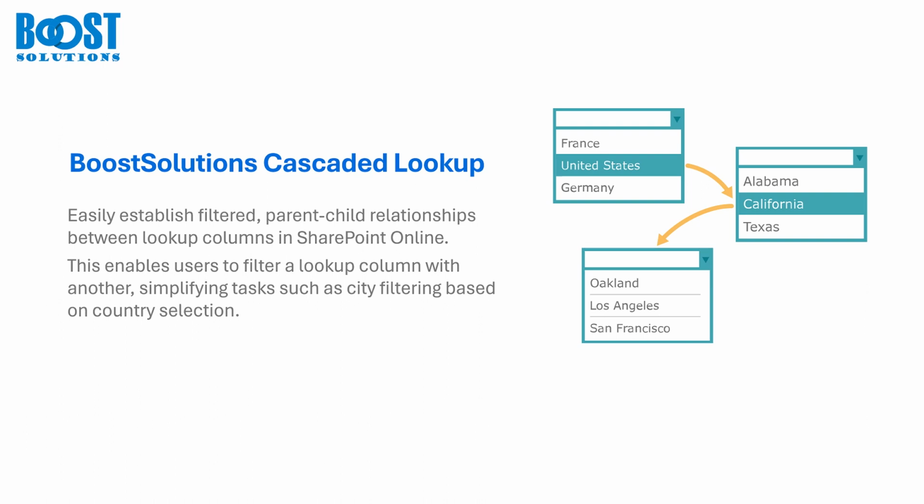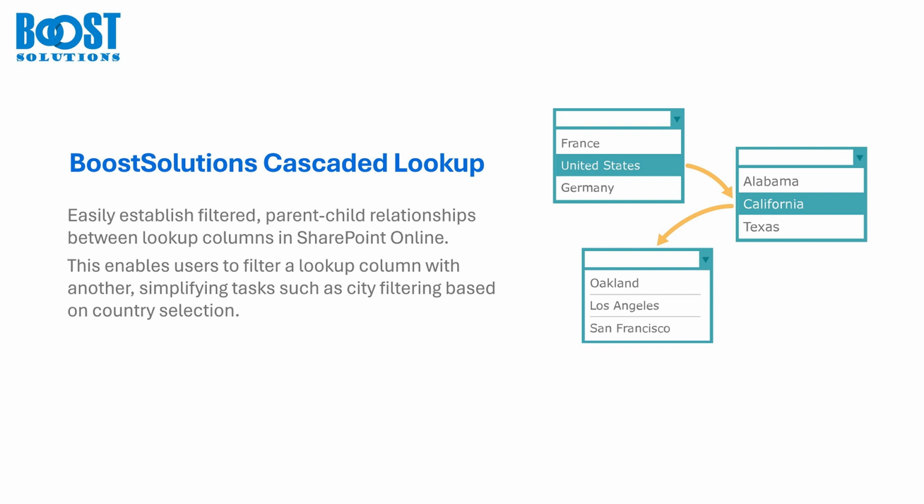The BoostSolutions Cascaded Lookup enables you to create filtered, parent-child relationship lookup columns in your SharePoint Online list. This enables you to filter values in the child column based on the selection made in the parent column. It is especially useful when you want to filter a list of cities by a selected country. In this video, we will demonstrate how to use this product.